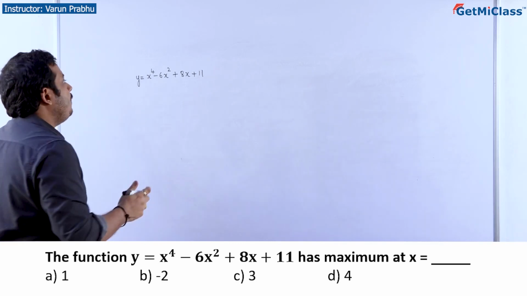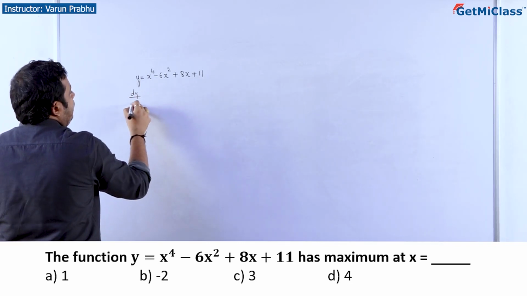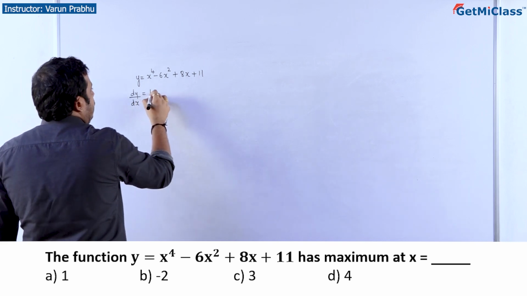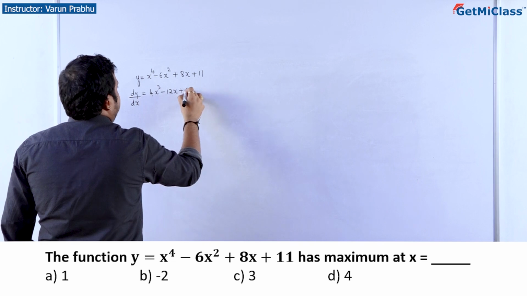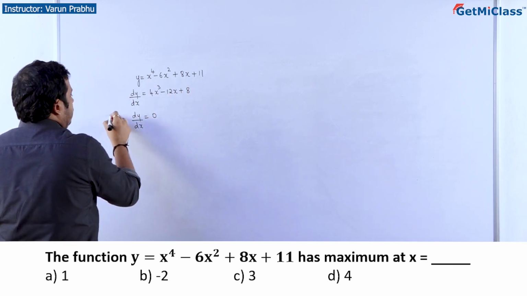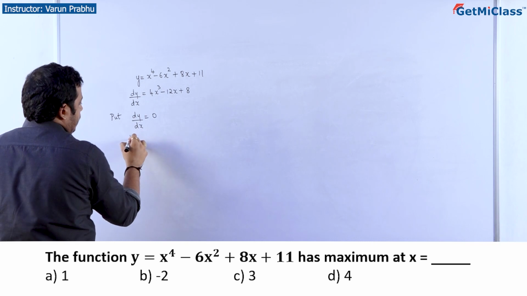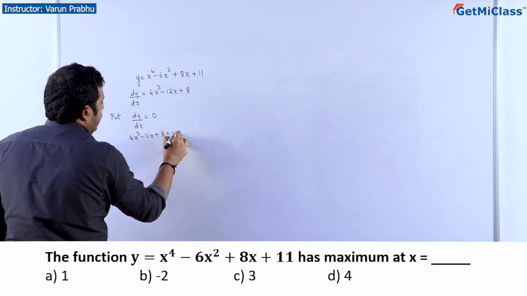Question is asking: this function has a minimum at what? Maxima minima concept. dy divided by dx is equal to 4x cube, 6 2s are 12x, plus 8. You put dy by dx equal to 0, so 4x cube minus 12x plus 8 is equal to 0.